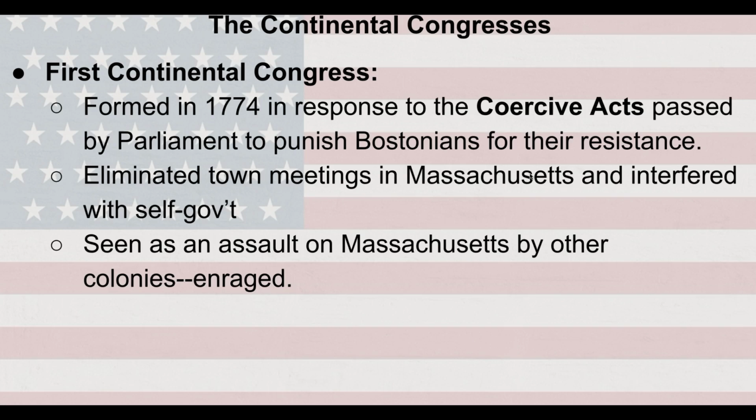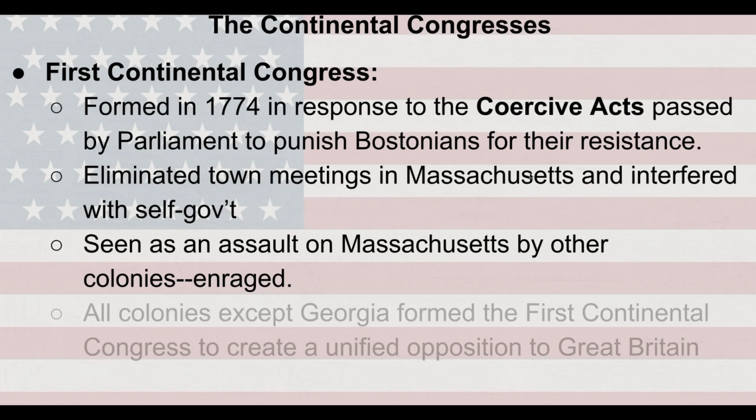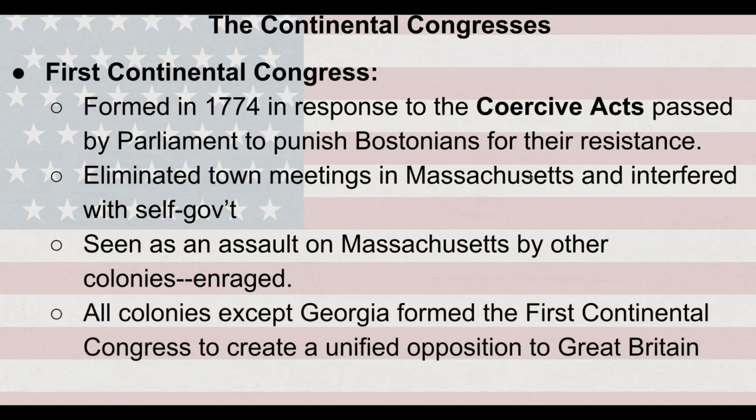and they're going to rally to the defense of Massachusetts, saying that they should be allowed to self-govern, and they can't believe that these coercive acts have been passed and are limiting this self-government. And all colonies are going to come together as a result, save Georgia, and they're going to form the First Continental Congress and create a very unified position to Great Britain.